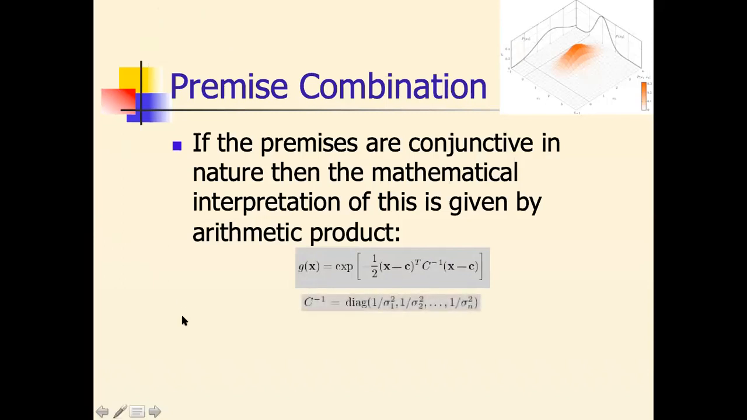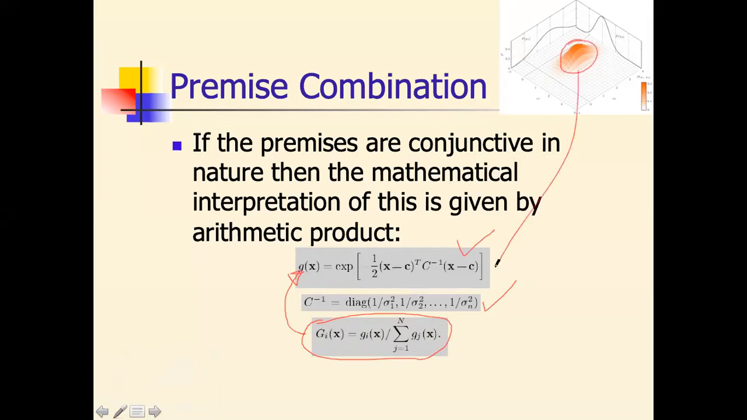Where C here, capital C, is representing the covariance matrix, and the small c is primarily representing the center of the Gaussians. So this is primarily the arithmetic product of the two Gaussians, where C is the covariance matrix, and capital G here is representing the normalized version of the Gaussian, the 3D Gaussian that you have got here, or the bulge. So this bulge here is primarily being represented by this arithmetic product of the two Gaussians. Right. So C is the covariance matrix. This is the normalized version here.